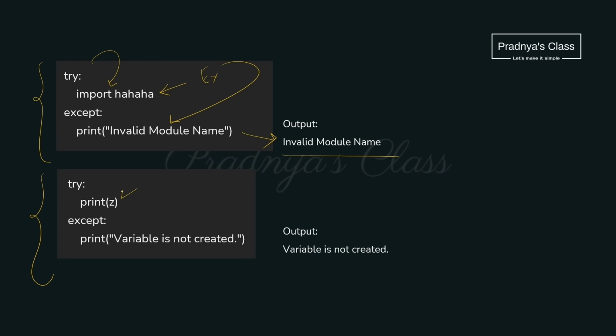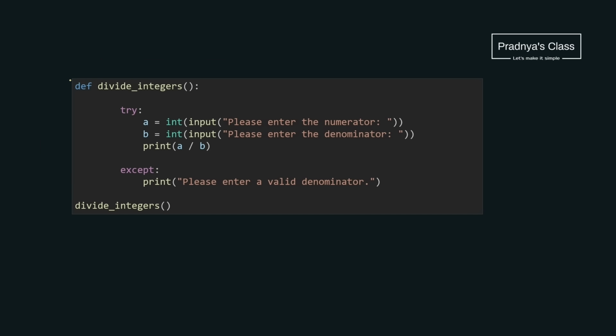In this case, we are trying to access the variable without creating it. That's why an exception will get fired. And when the exception is raised, we will come to the except block. In the except block, we are printing the message. That message will get printed on the screen. Here is a perfect example. If the user enters the denominator as 0, then the exception will be raised, and for that we are printing a proper message. Now our program will not abruptly stop, so the user will get an idea what the problem is.